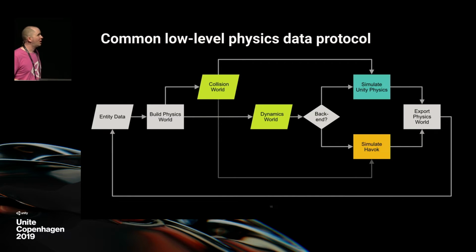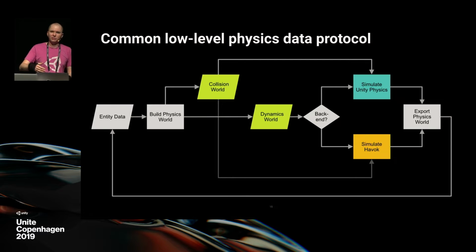So when we talk about this common low-level data protocol, what we really mean here is these bits in these highlighted yellow boxes here, this collision world and dynamics world. So if you think about starting over at the very far left, we have your entity data. So in the world of DOTS, this is your runtime components, right? So translation, rotation, physics, mass, and so on and so forth.